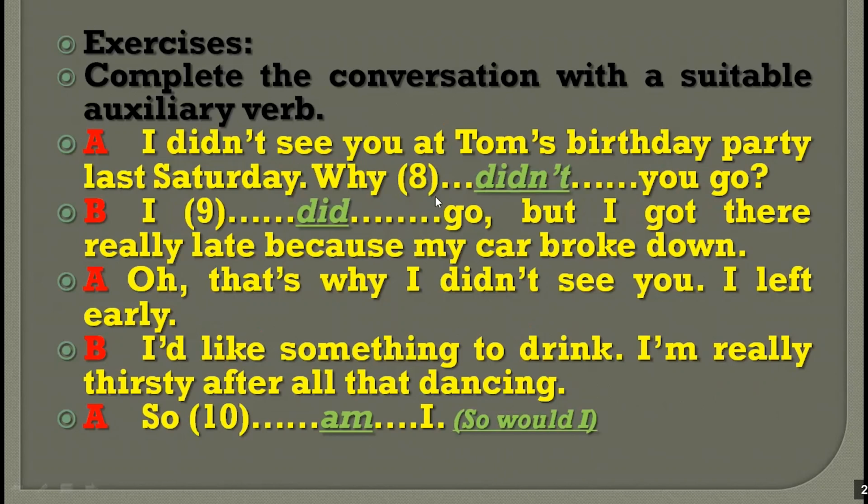I didn't see you at Tom's birthday party last Saturday. Why didn't you go? Past. I didn't see you, so use the past. I did go. Emphasis. But I got there really late because my car broke down. Oh, that's why I didn't see you.